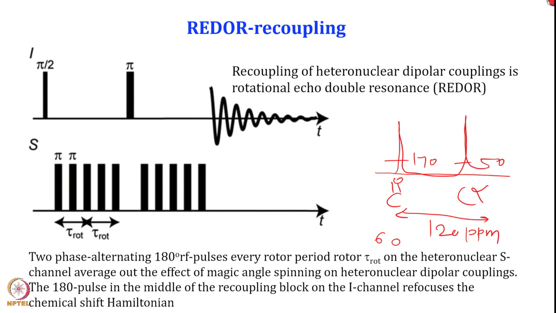So, then we apply a 180 degree pulse that we had discussed in the middle of the recoupling block on the I channel, that refocuses the chemical shift Hamiltonian. So, by doing this trick, we can reintroduce those interactions by a recoupling sequence. And there are various recoupling sequences that have been developed, that will be a matter of an extensive course on recoupling. I will not go into detail of that, I will just stick to the basics of this.